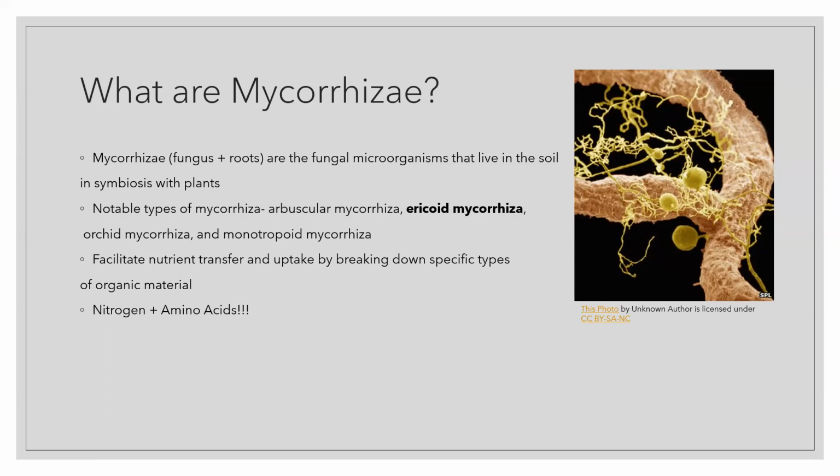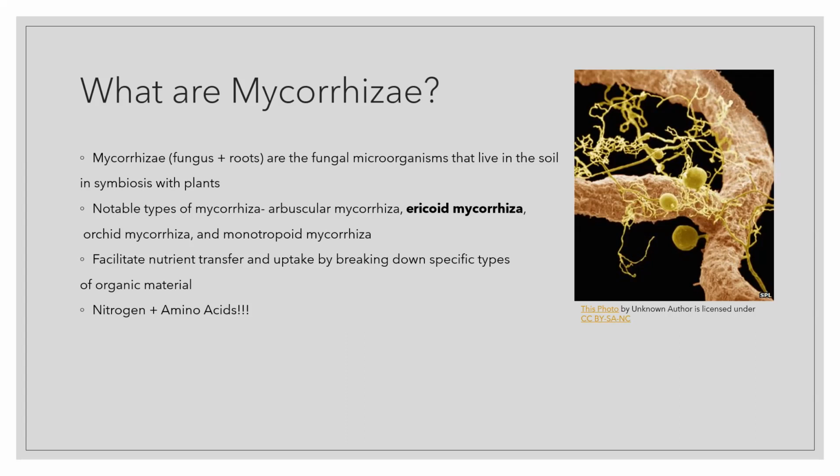Really? Yeah. And so the notable important types of mycorrhiza are arbuscular mycorrhiza, which I think are the most common and attach to the widest variety of plants. Ericoid mycorrhiza, which I will explain momentarily. Orchid mycorrhiza, which as far as I know just go with orchids, because orchids are ancient and weird. And monotropoid mycorrhiza, which also go with some orchids, which makes things especially clear.